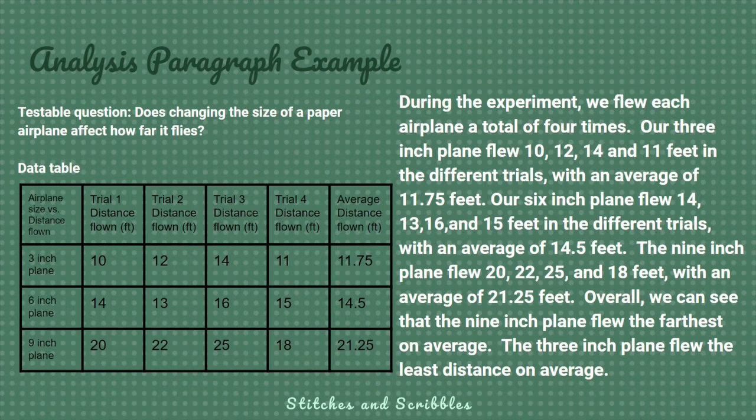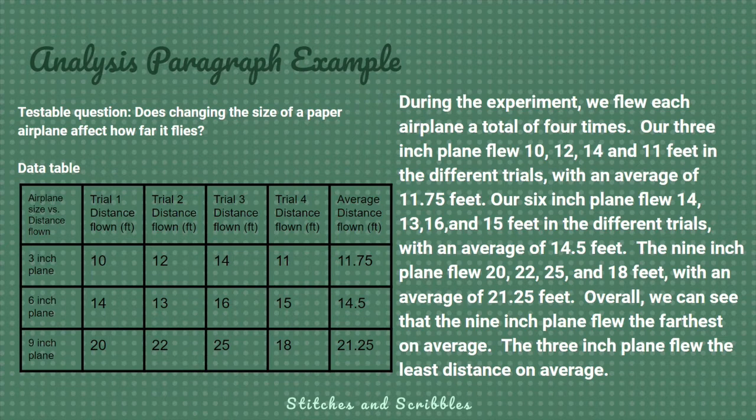Let's go over an analysis paragraph example. So let's say my testable question was, does changing the size of a paper airplane affect how far it flies? This is the data that I collected during the experiment. So you can see I have all of my trials and I have averages calculated for each of my airplanes that I flew. Your data table may look very different depending on how you ran your experiment and what your variables were, but this is what mine looked like. So an example of an analysis paragraph for this testable question and this set of data would go like this.